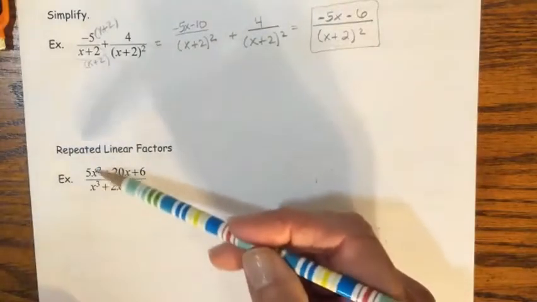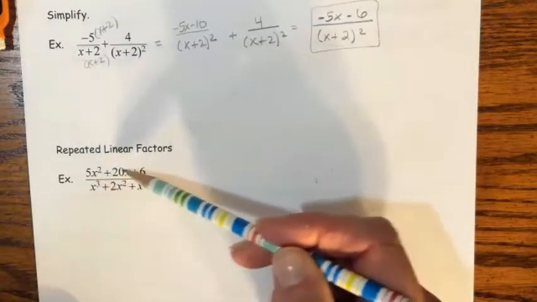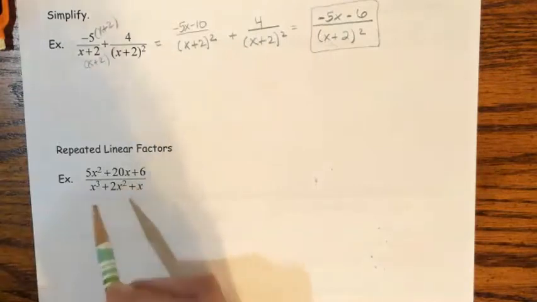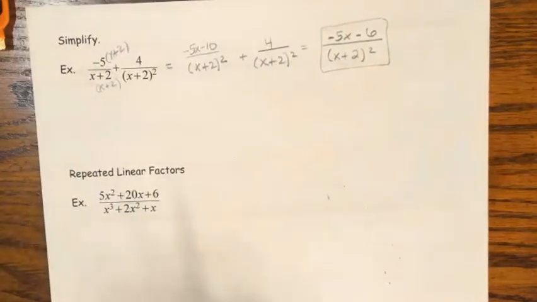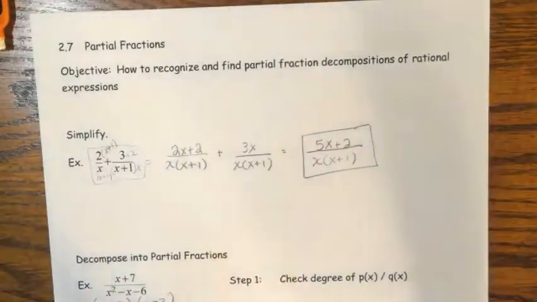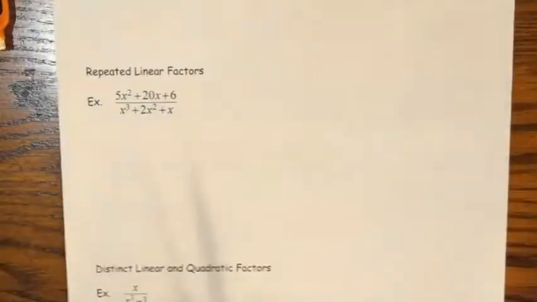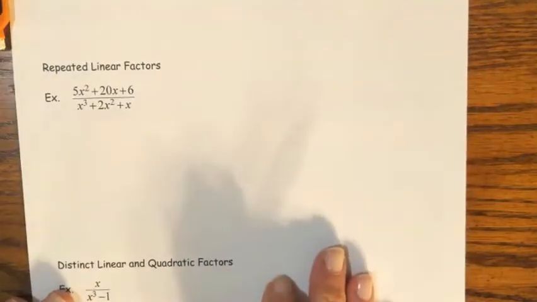Again, the first thing I look for: my numerator has a smaller degree than my denominator, so I don't need to divide them. And I need to factor the denominator. So again, I'm going through these steps again. So I am going to factor the denominator.